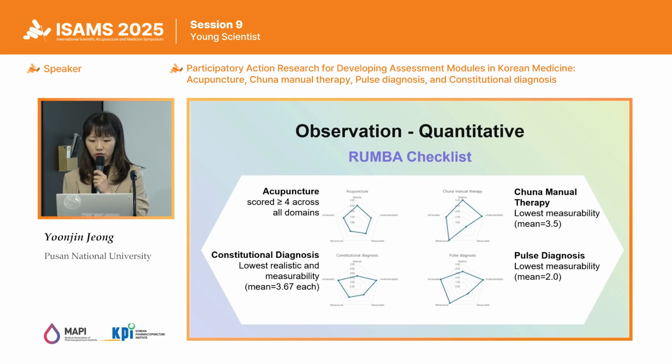So the evaluation results were reported both quantitatively and qualitatively. First, we used the RUMBA checklist, which stands for realistic, understandable, measurable, behavioral, and achievable. All four modules scored above 4 in the understandable, behavioral, and achievable domains. And acupuncture scored 4 or higher across all domains. However, the measurable domain showed the lowest scores in the other three modules.